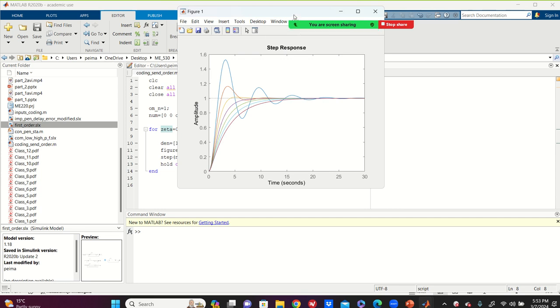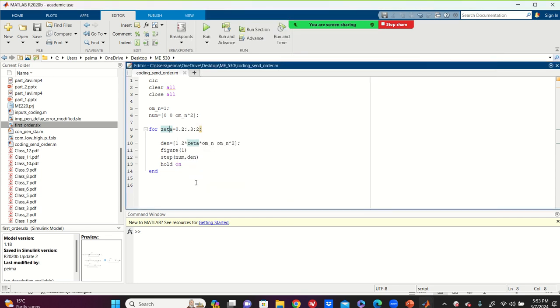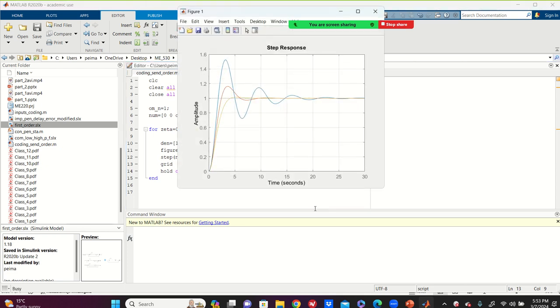Okay, you can say, obviously, grid, right? There we go. Here we go. You have it.